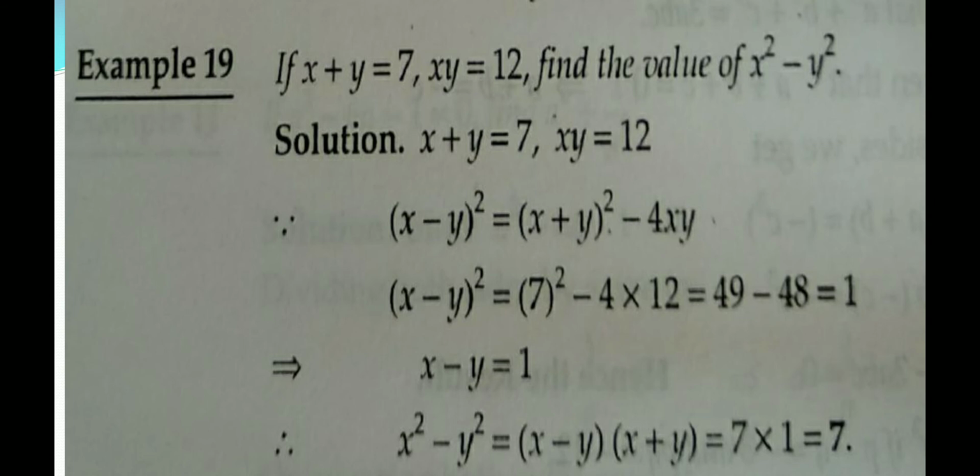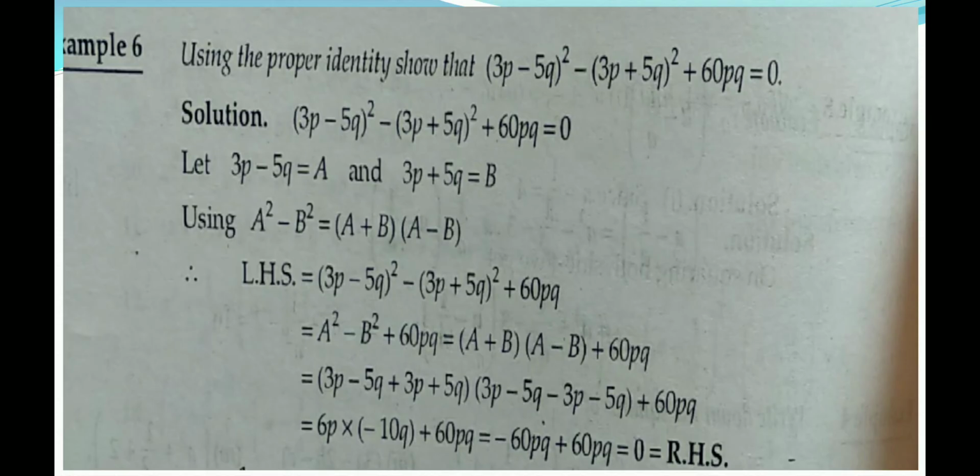So (x minus y) whole square is 7 square minus 4 into 12, because in the question the values are given: x plus y is 7 and xy is 12. So 49 minus 48 is 1. So it implies x minus y is root over 1, which is also equal to 1. x plus y is 7, x minus y is 1. Therefore x square minus y square is (x minus y) into (x plus y), 7 into 1, equal to 7. So the value of x square minus y square is 7.